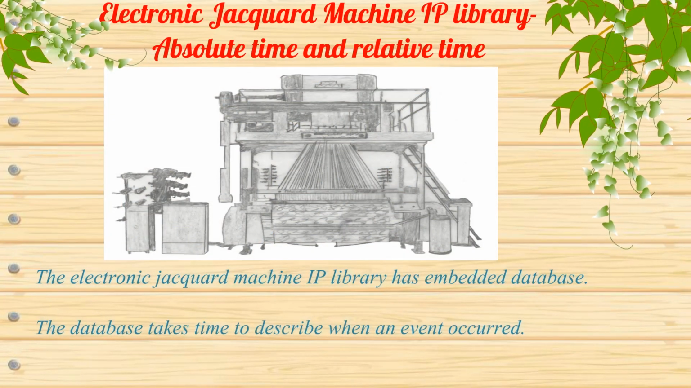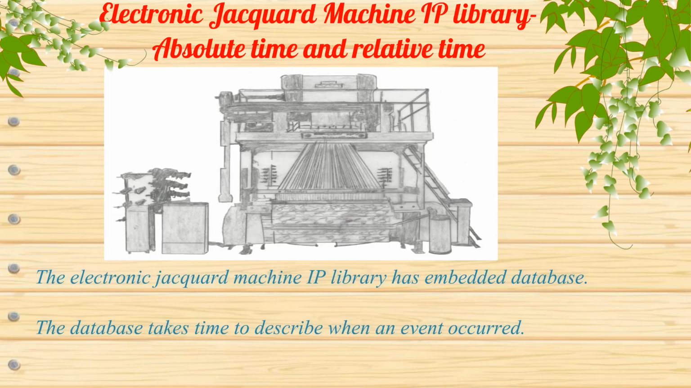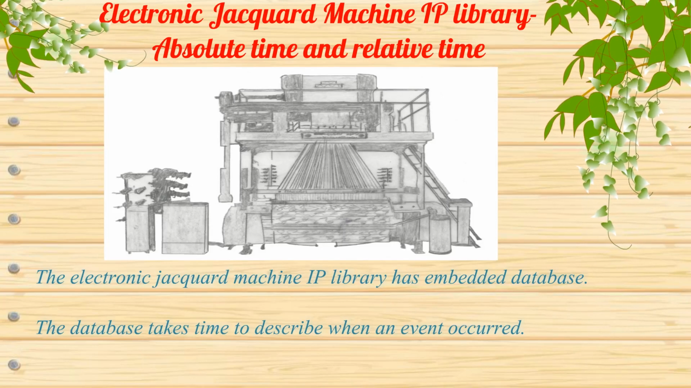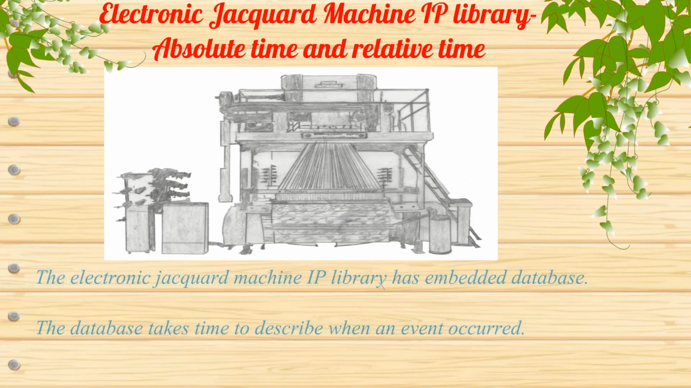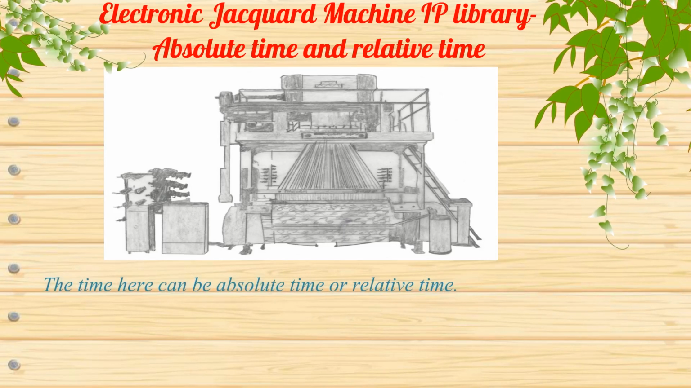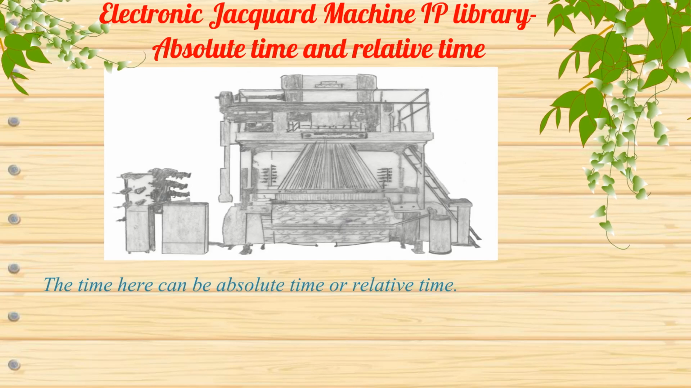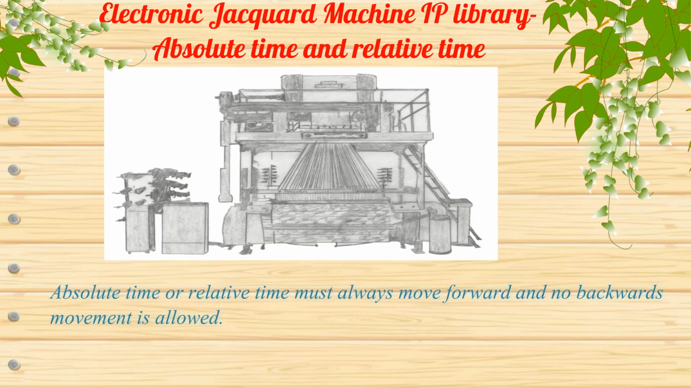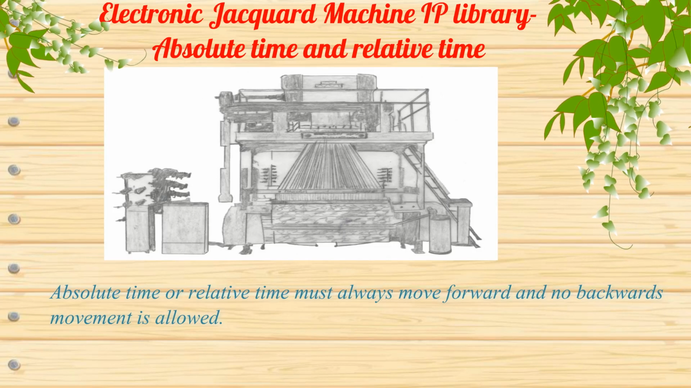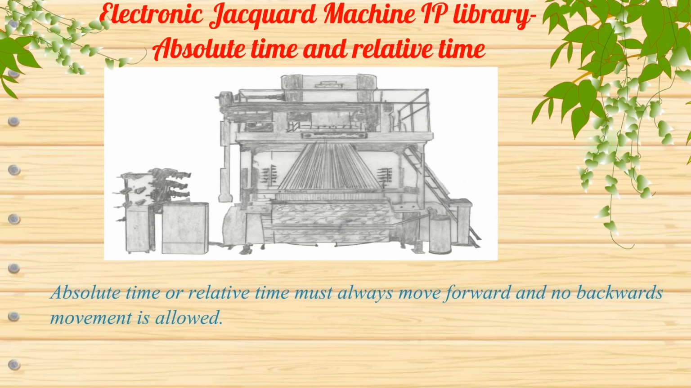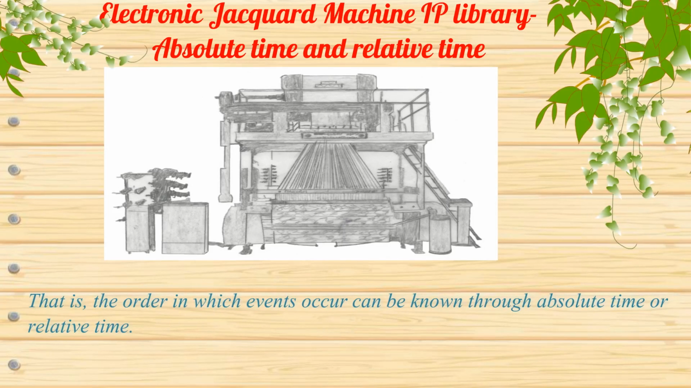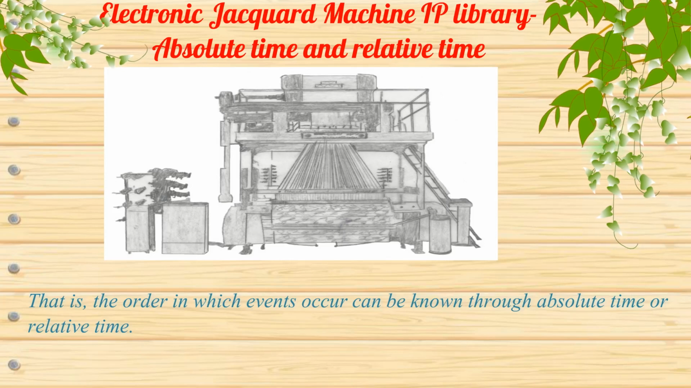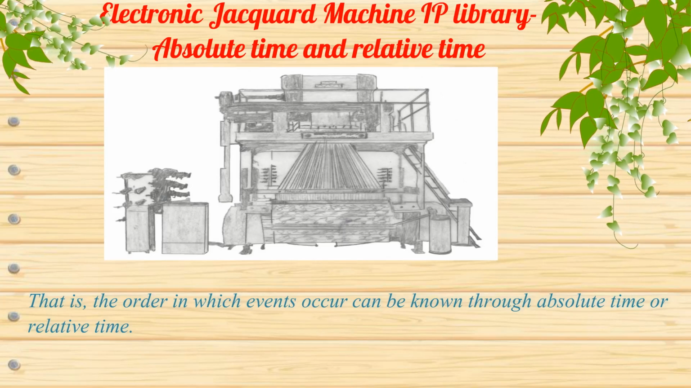The Electronic Jacquard Machine IP library has an embedded database. The database takes time to describe when an event occurred. The time here can be absolute time or relative time. Absolute time or relative time must always move forward and no backwards movement is allowed. That is, the order in which events occur can be known through absolute time or relative time.